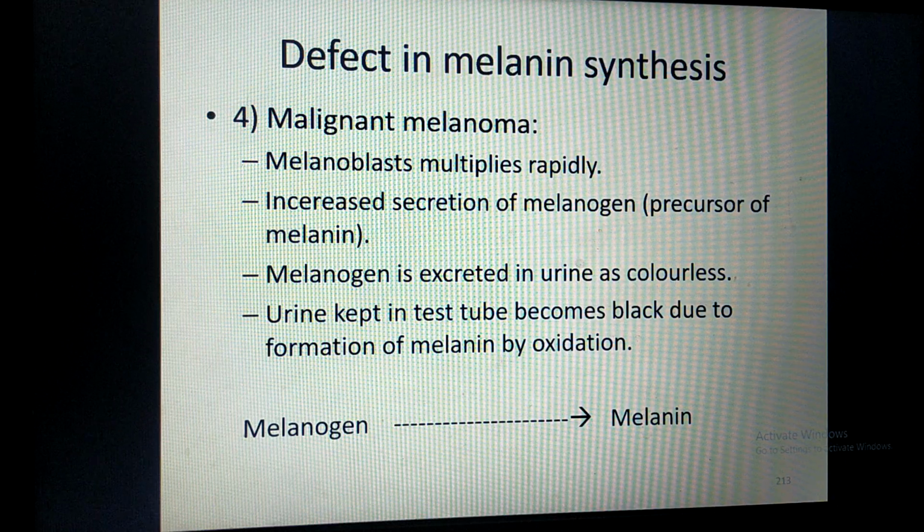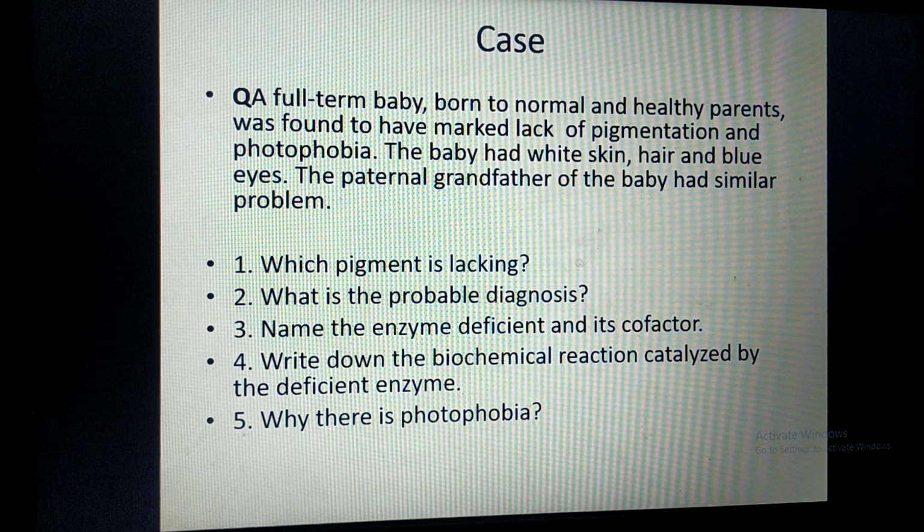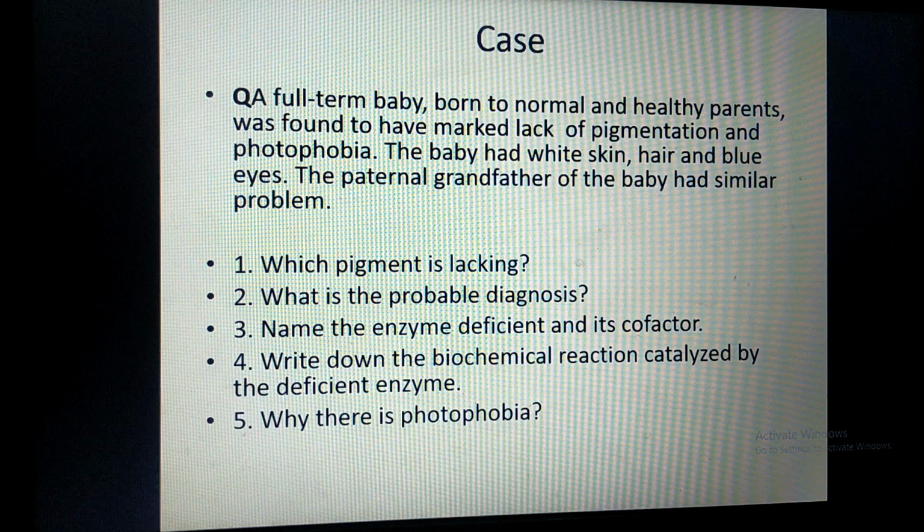Now more and more melanogen is synthesized by the melanoblasts. This melanogen enters into the blood, is filtered through the kidney and excreted into the urine. Melanogen is a colorless compound. When this urine is kept in a test tube, it becomes black because melanogen gets oxidized to melanin on exposure to air. So this type of case is asked on this topic.